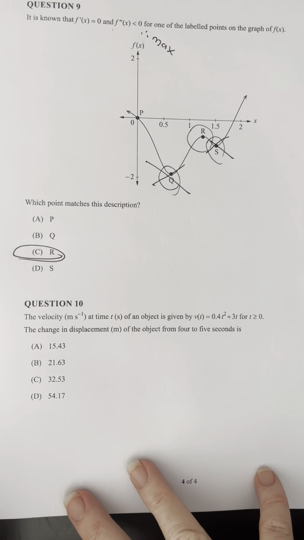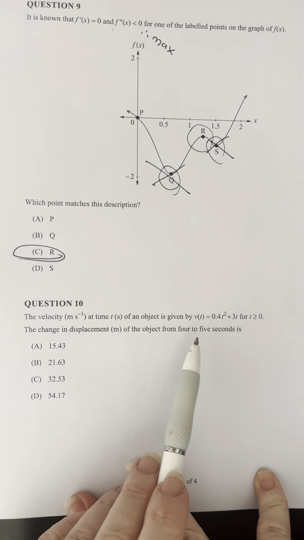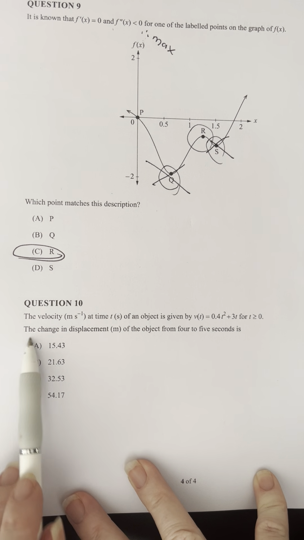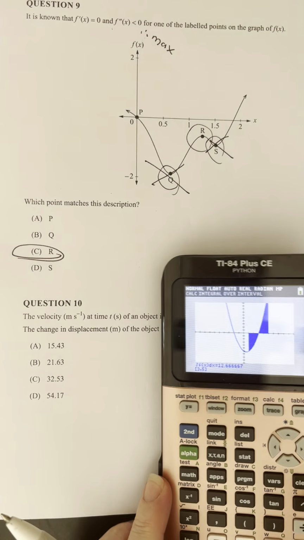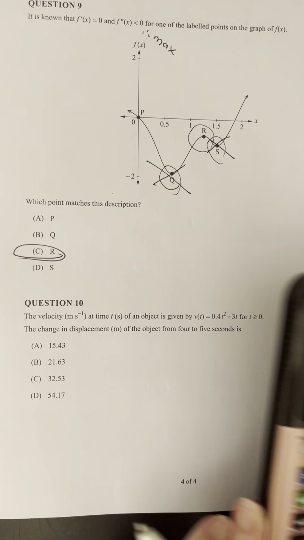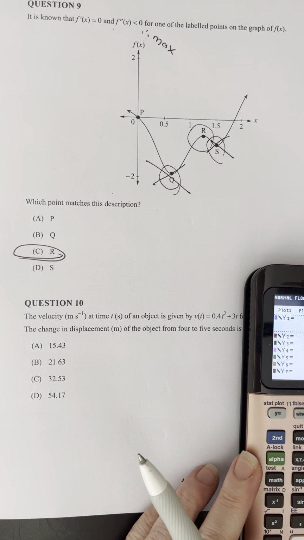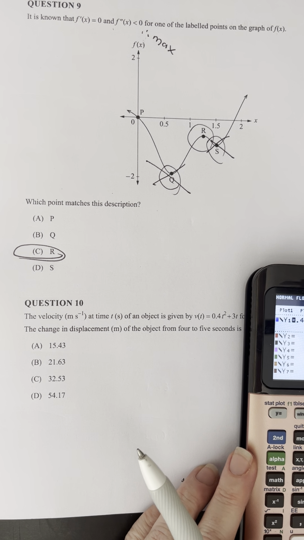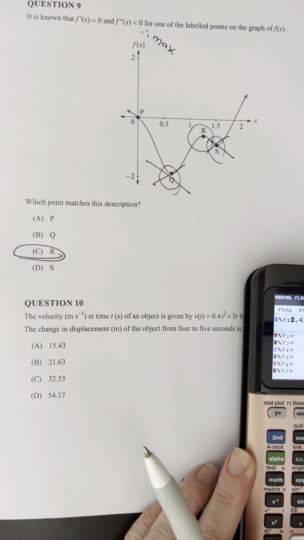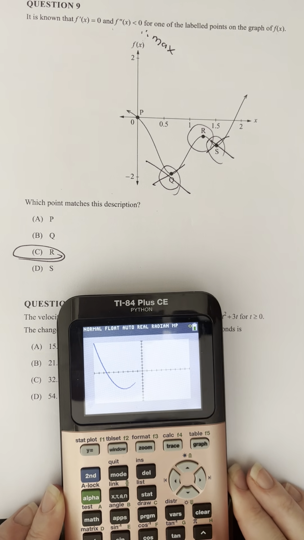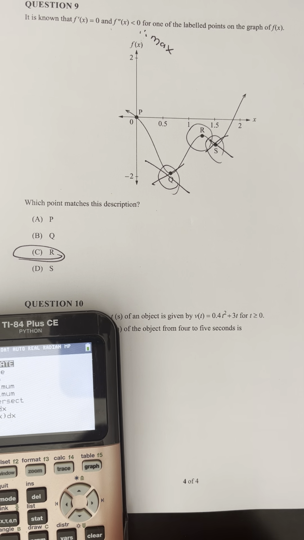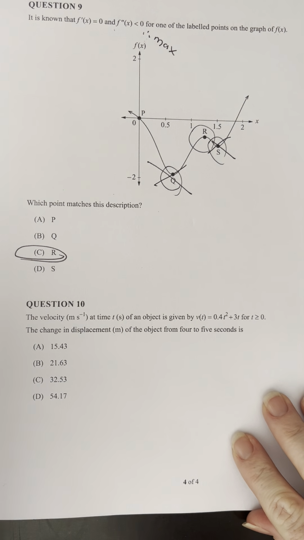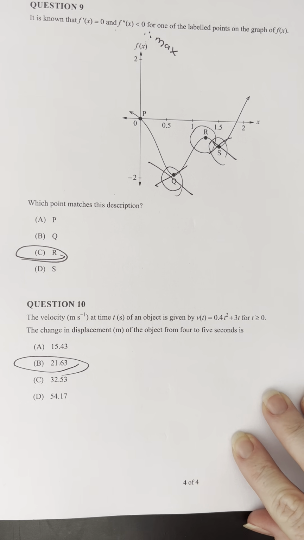Question 10. We've got the velocity of an object is given by this. The change in displacement of the object from 4 to 5 seconds is going to be what? So we can just do that one again on our calculator by putting in that equation. So we've got 0.4x squared plus 3x. We graph that. Looking at between 4 and 5, it's all positive, so we can just go second trace 7 between 4 and 5. And we get 21.633, which is B.